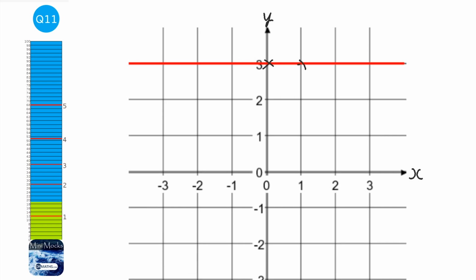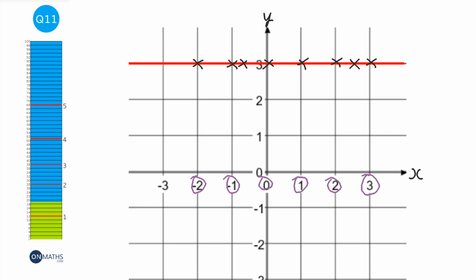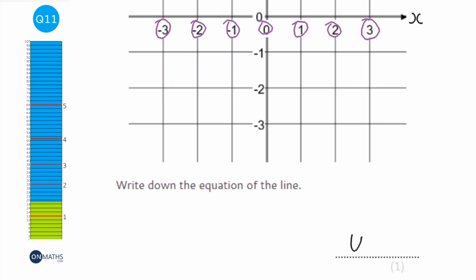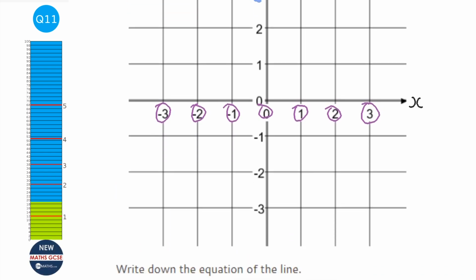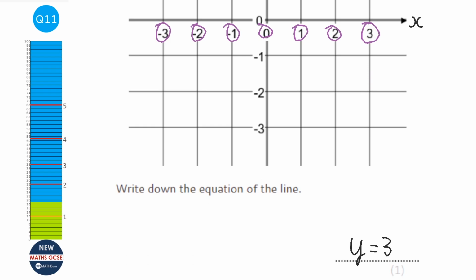At every point on this line, even points between the lines, at every single point, x is continually changing. If we have a look at the x values, they continually change. So x is a variable, x will just keep changing. But if you have a look, y is always 3, anywhere on that line. So the equation of the line is y equals 3, because y is always 3 anywhere on that line. So horizontal lines are always going to be y equals something, and vertical lines are always going to be x equals something.